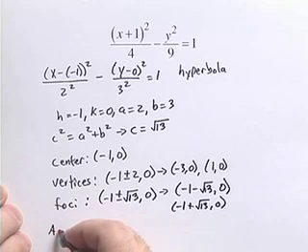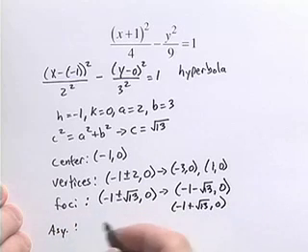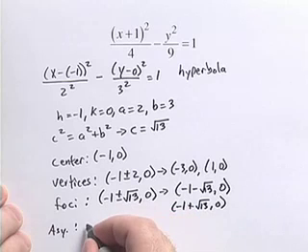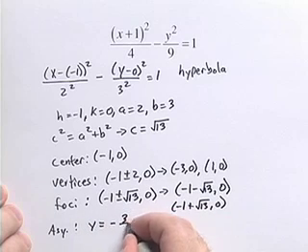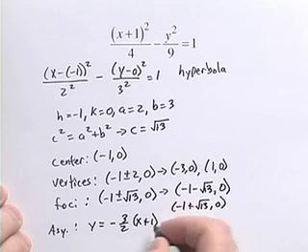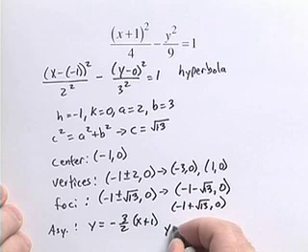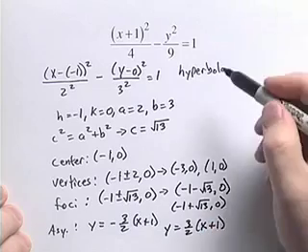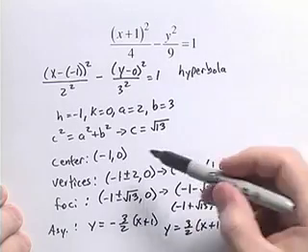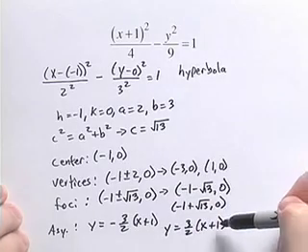And then last, we would like to list our asymptotes. Our asymptotes are going to be y equal to −3/2 times (x + 1), and y is equal to 3/2 times (x + 1). So our conic's a hyperbola, and here's the center, the vertices, the foci, and the asymptotes.